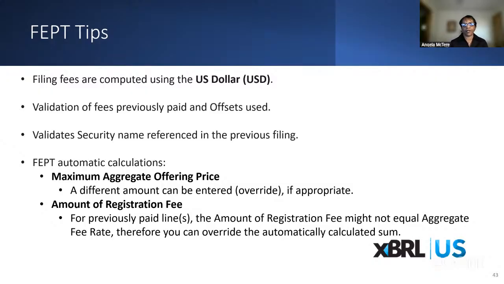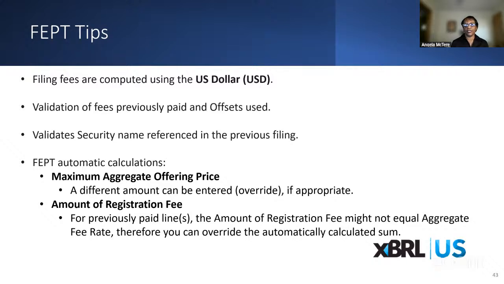So, validation process, and Nikki has mentioned this, the system does go through validation of each field. It also validates fees that were previously paid and offsets used. Now, if that information was included in the submission where the fee table was also tagged, it can truly validate that information and show you the amounts that were previously paid. If not, you will receive a warning that says a manual review of your submission will be required.